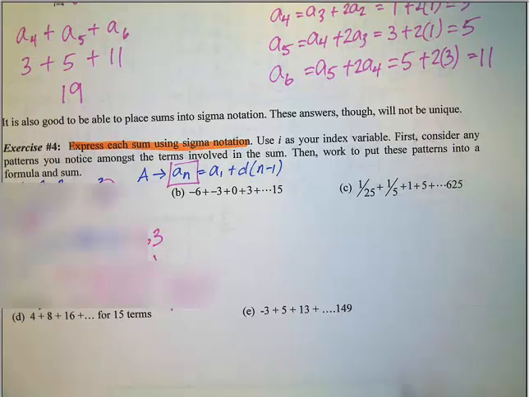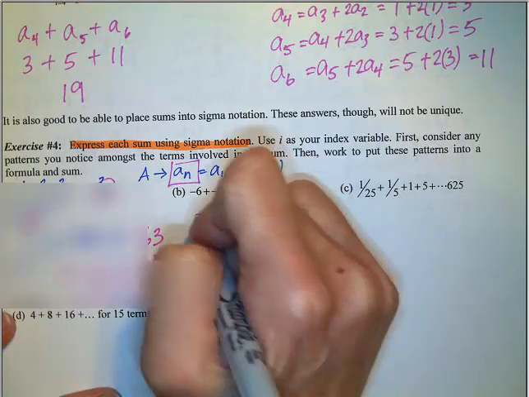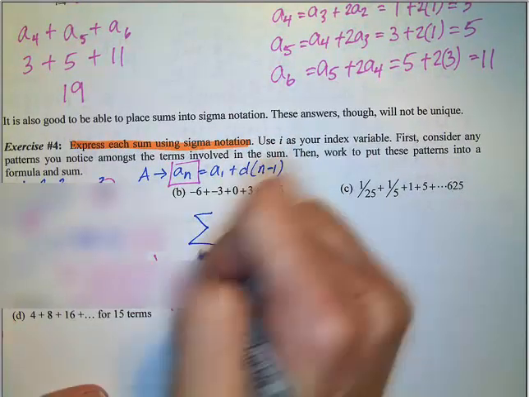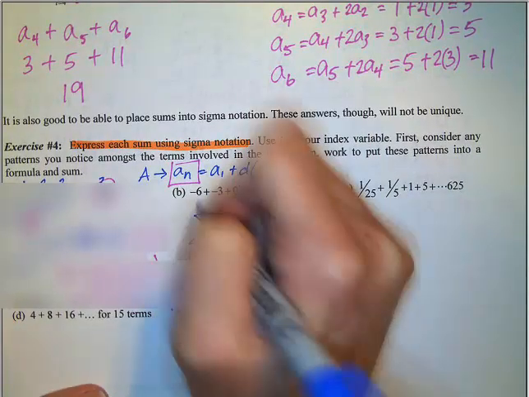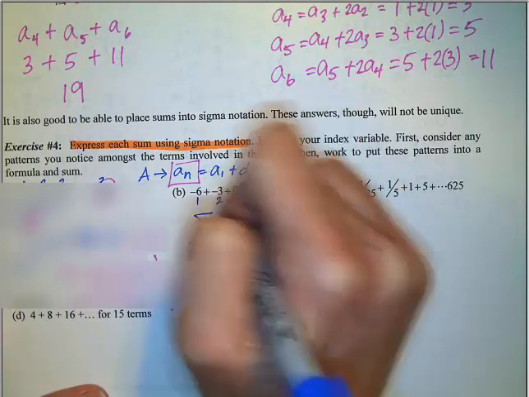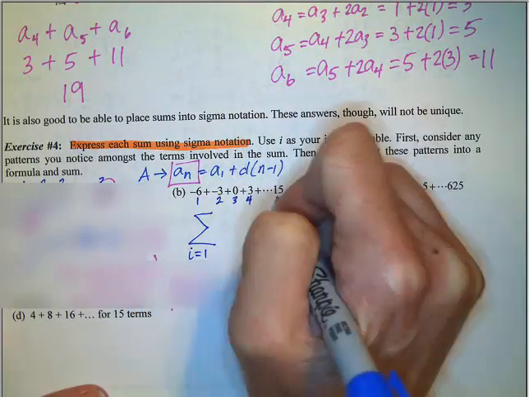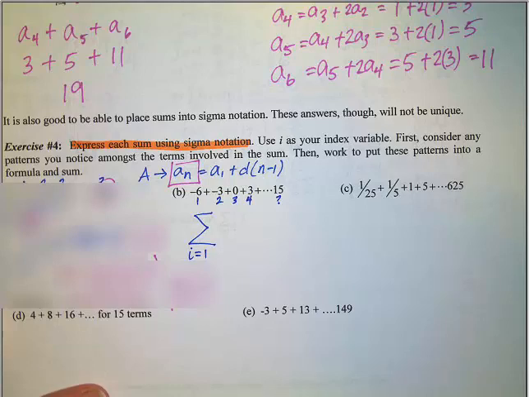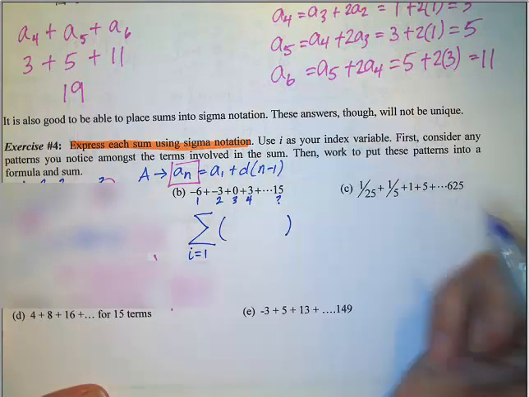So letter B, I have my summation. I'm going to start with I equals 1 because -6 is my first term, second term, third term, fourth term. I don't know what term, so that goes on the top. What's my formula? Well, what am I doing to this?